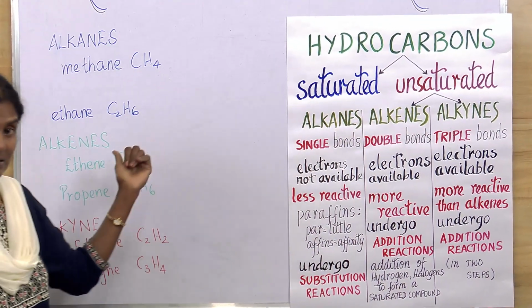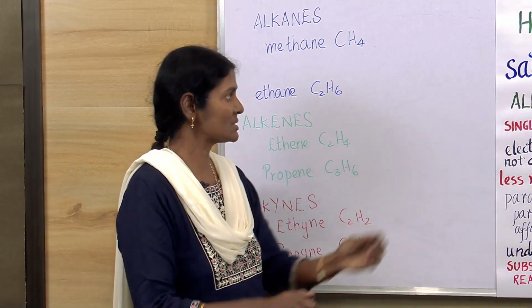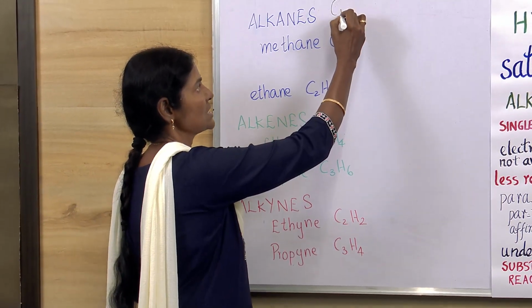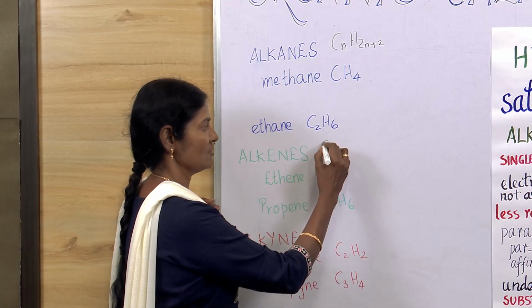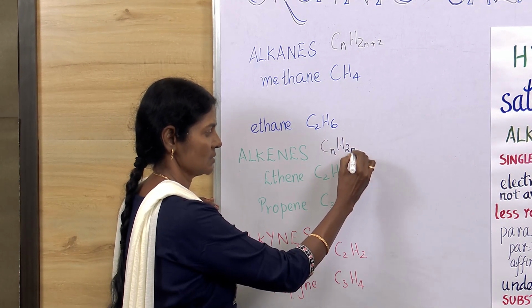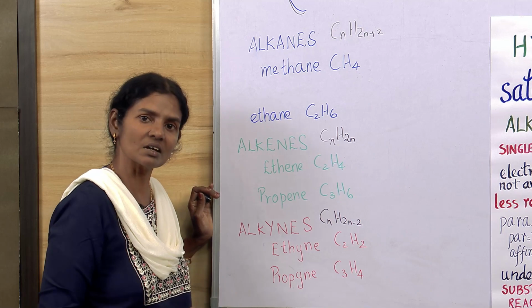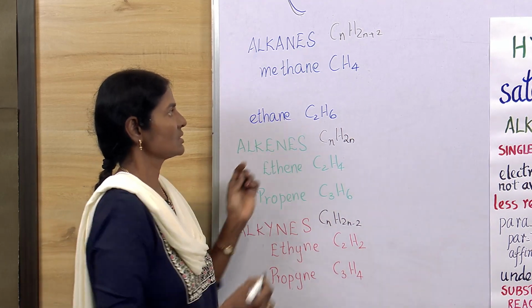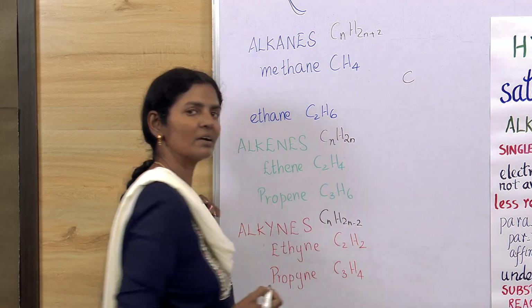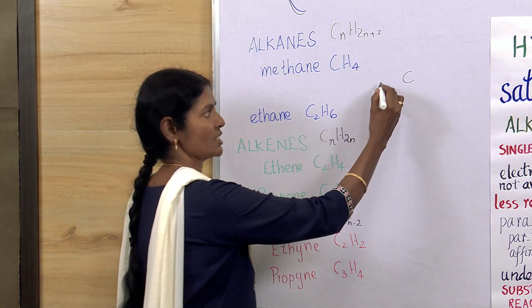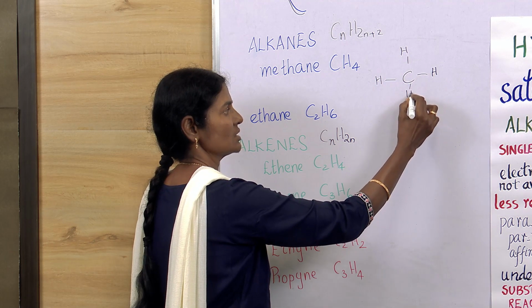How does this happen? Let's take a few examples from each. We saw just now that alkanes have a general molecular formula CnH2n plus 2. Alkenes have CnH2n and alkynes have CnH2n minus 2. This is the general molecular formula. Now, based on that, the first compound is methane. How do we write the structure? There is 1 carbon atom and there are 4 hydrogen atoms. Therefore, we draw the structure this way. So, this is the structure of methane.